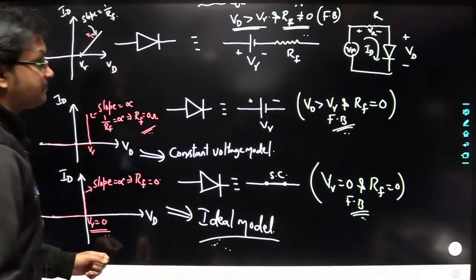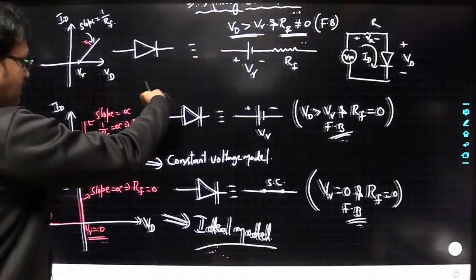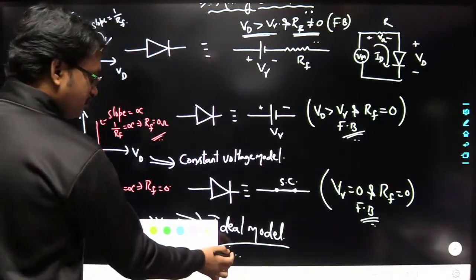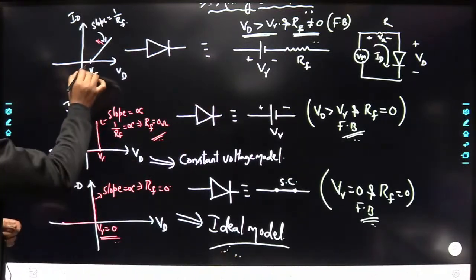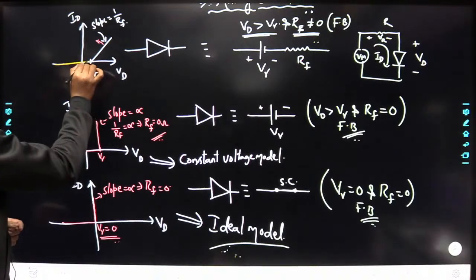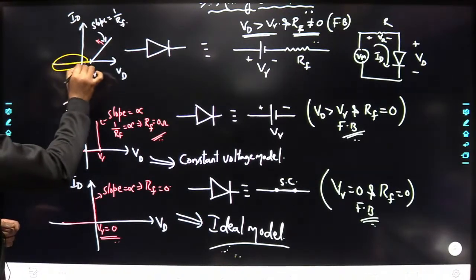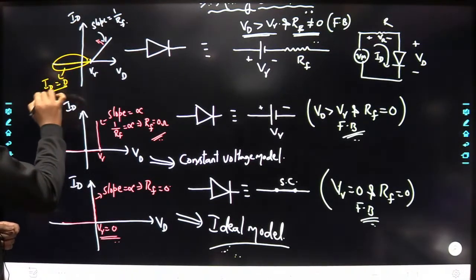Okay. So now whenever it is operating in reverse bias, that means if the voltage across the diode is less than the cut-in voltage, so here this voltage is less than the cut-in voltage. So in this region the current ID is equal to 0.